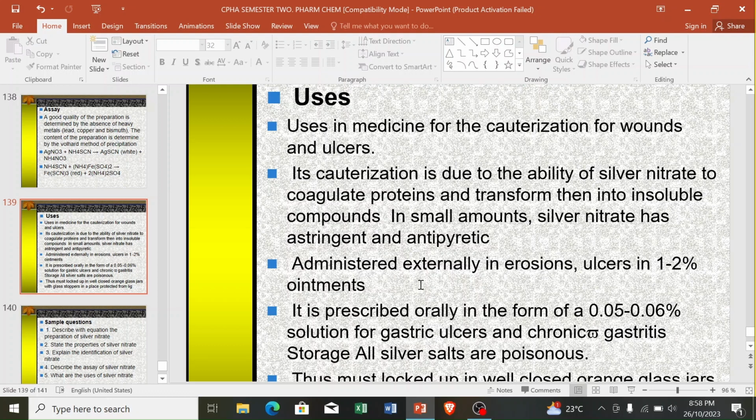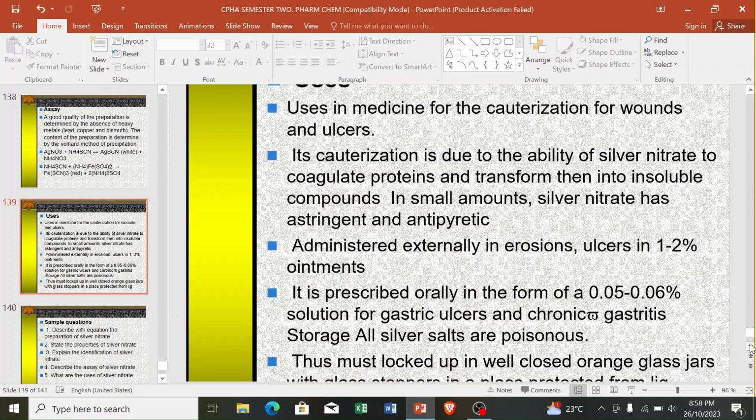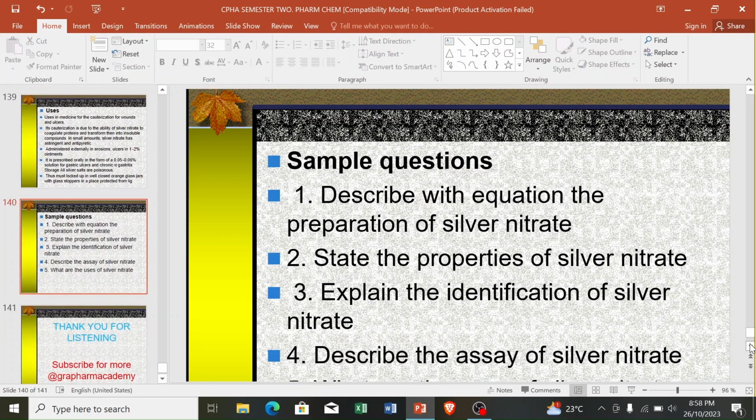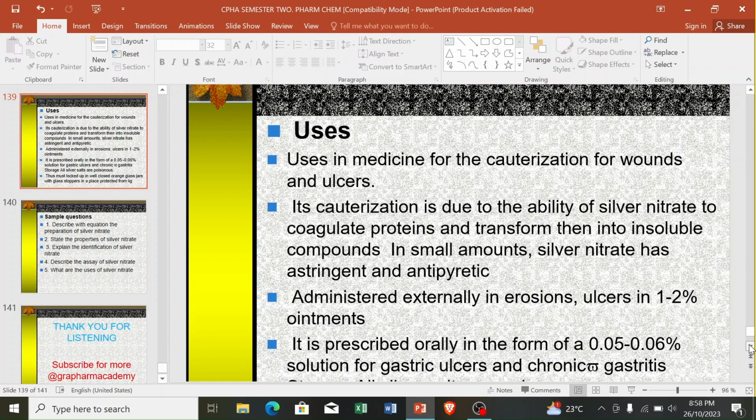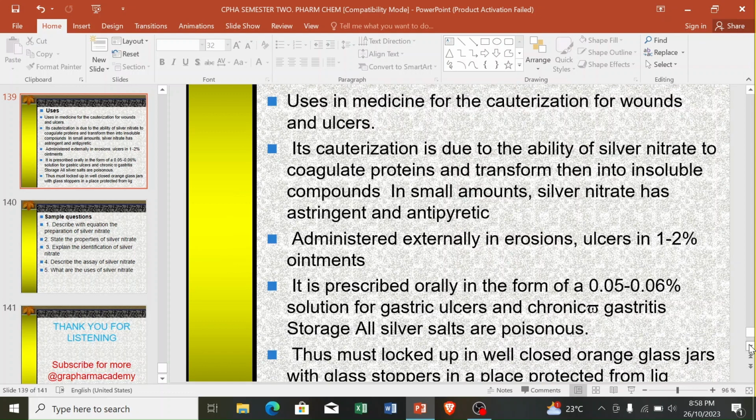It can also be administered externally in erosions, that is ulcers, in 1 to 2% ointment. We need that ointment for erosion of ulcer. And then it is prescribed orally in form of 0.05 to 0.06% solution for gastric ulcer and chronic gastritis.